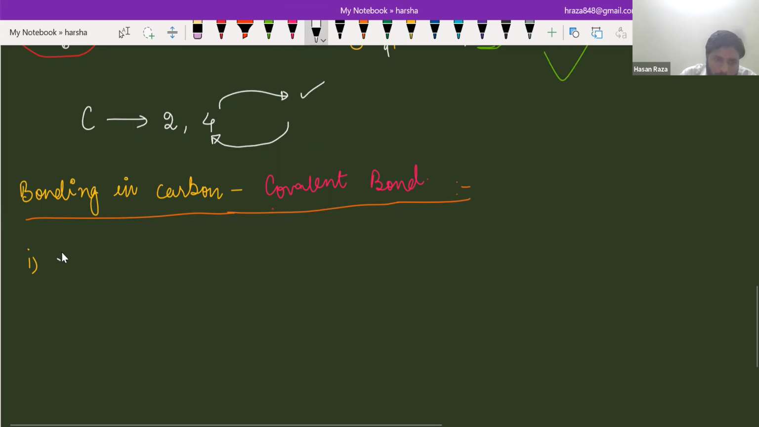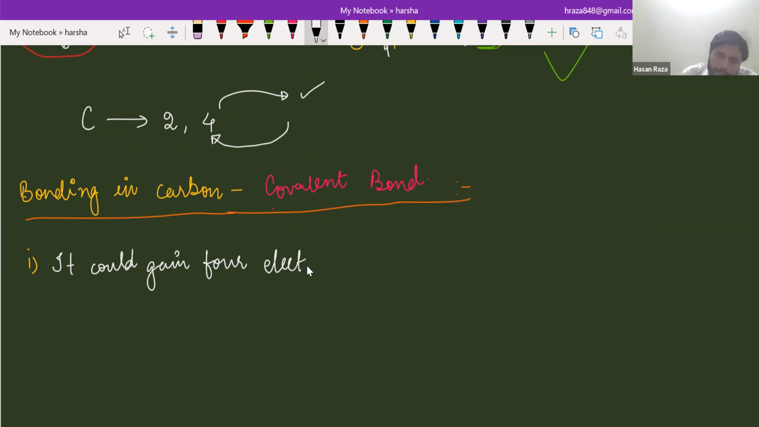So first of all, I'm going to write a point and then I will explain. It could gain 4 electrons, and if it gains 4 electrons, that means C4 minus. When an electron is gained by any element, there will be a negative charge, and the negative charge will be equal to the number of electrons gained. That means it gained 4 electrons, so basically a C4 minus anion.